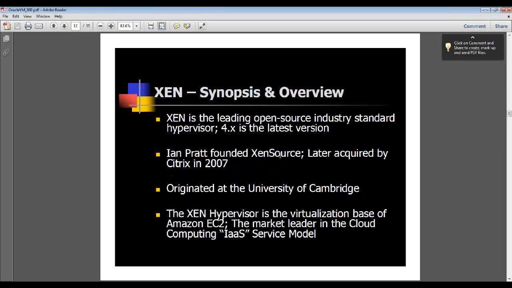This is a little bit about Xen, its synopsis, its genesis, its origination, and you can learn more about Xen, which Oracle VM is based on, at xen.org.